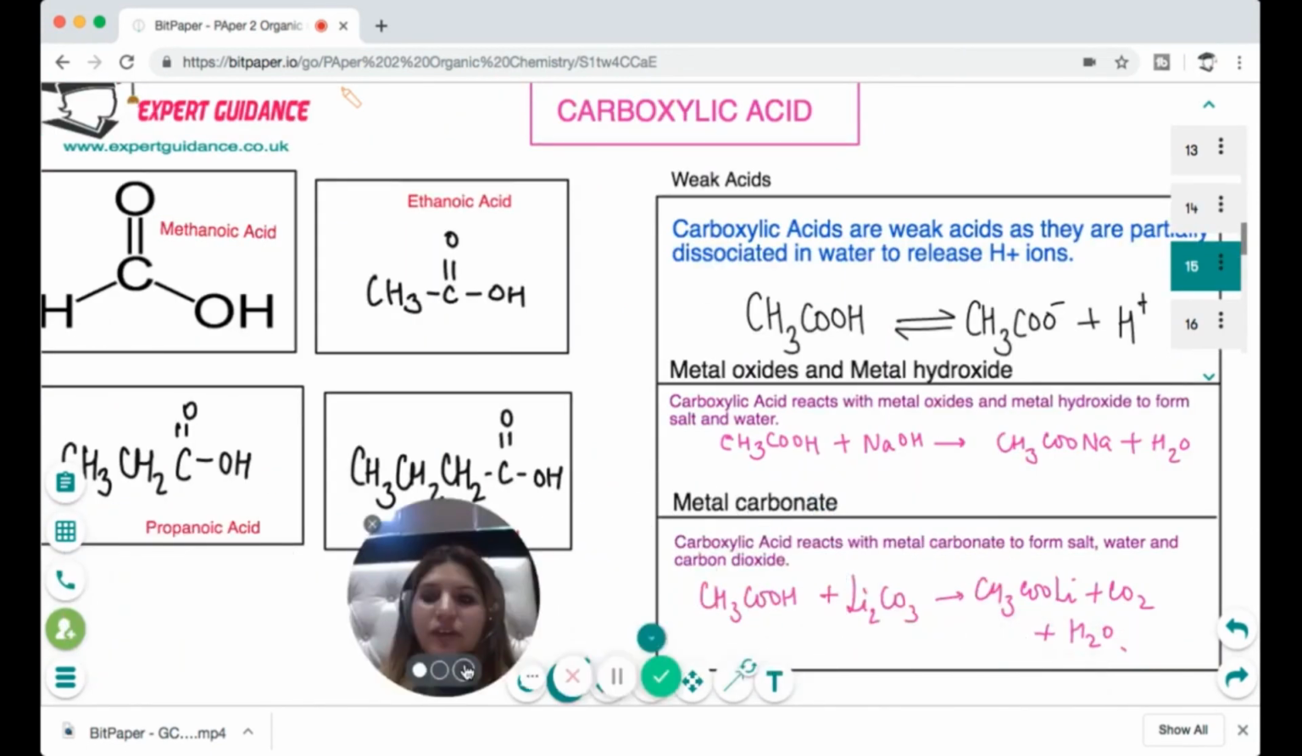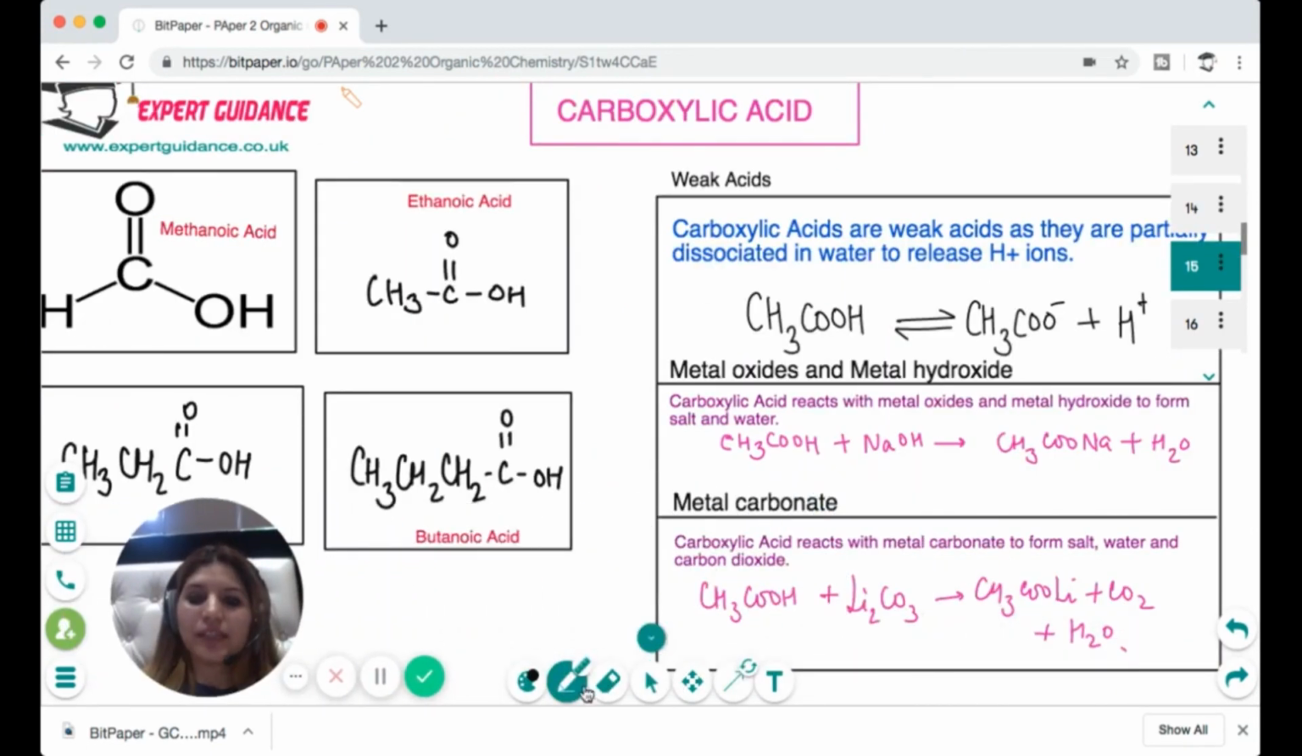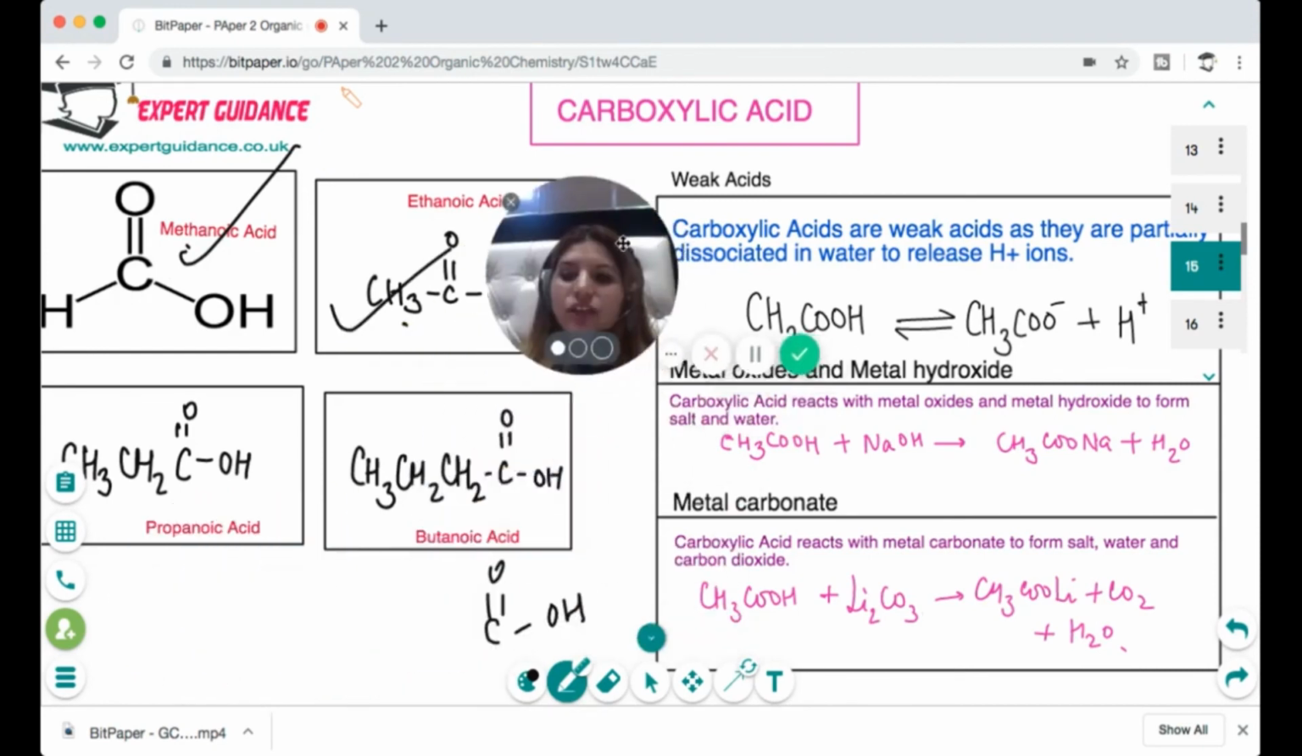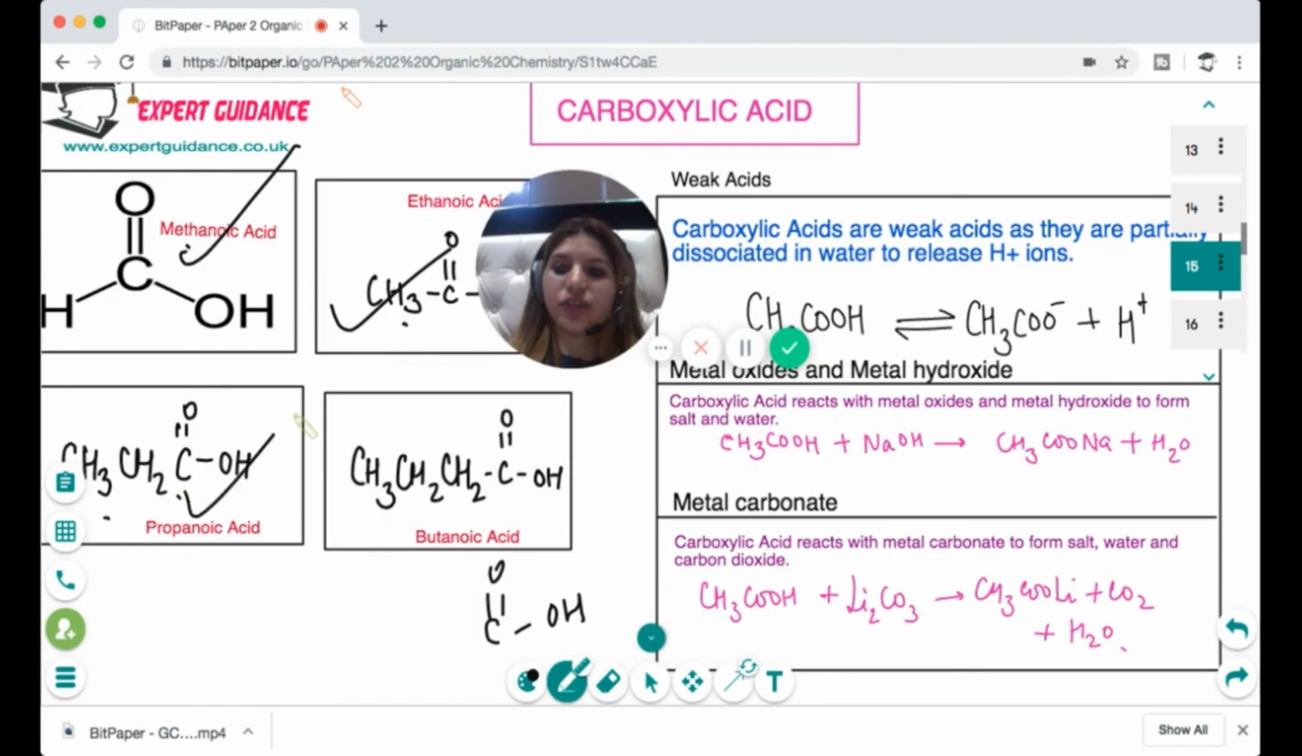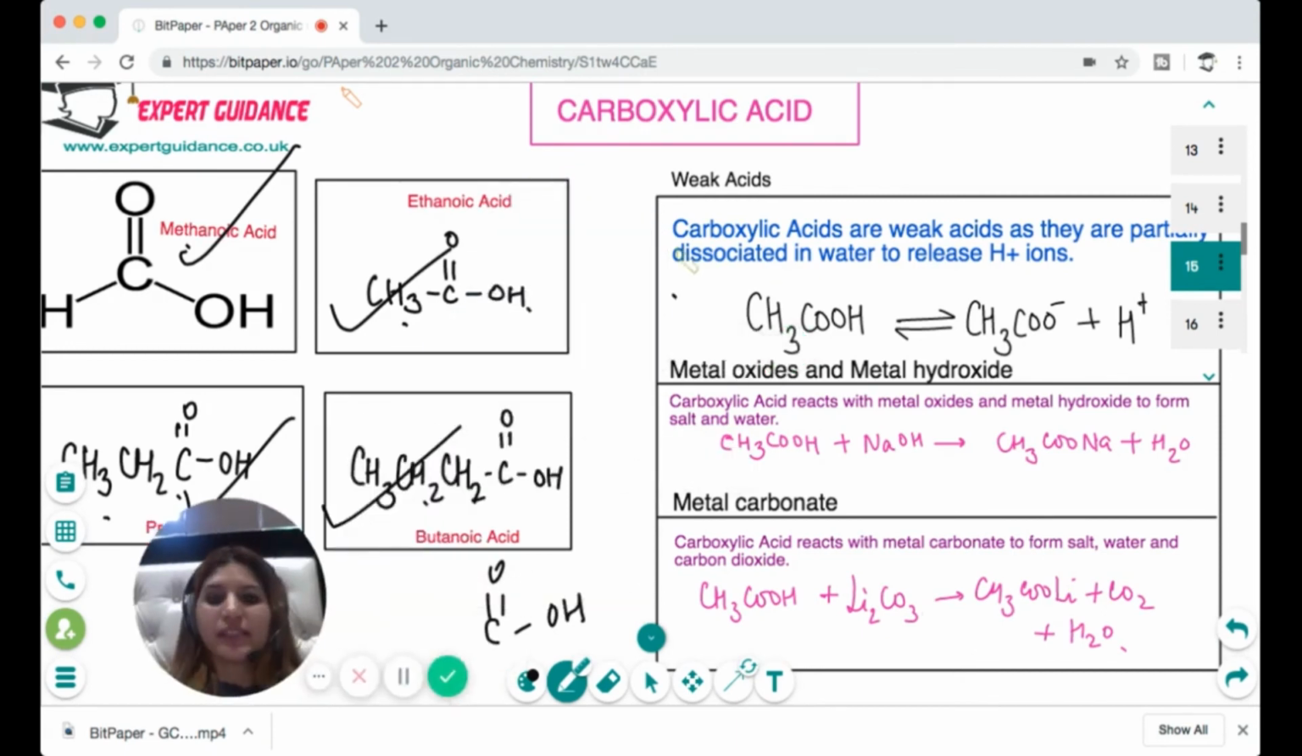Next we have the carboxylic acids. Carboxylic acids have the functional group C double bond OH. So 1 carbon is HCOOH, which is methanoic acid. 2 carbon is CH3COOH, which is ethanoic acid. 3 carbon is CH3CH2COOH, which is propanoic acid. And butanoic acid is CH3CH2CH2COOH.